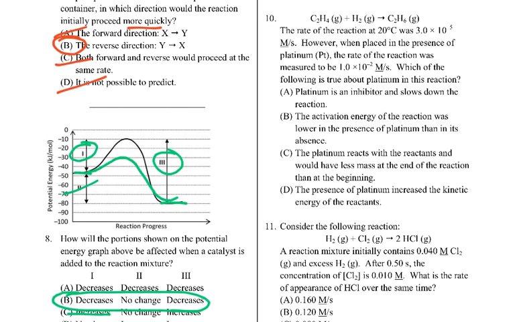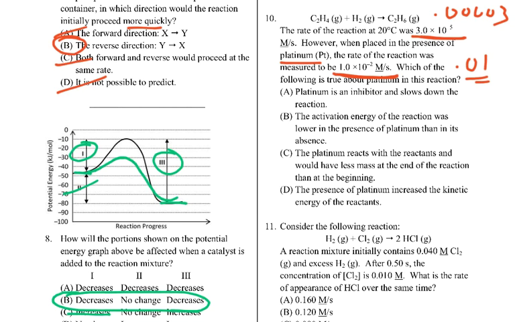Number 10. The rate of the reaction at 20 degrees is 3 times 10 to the minus 5. However, when placed in the presence of platinum, the rate of the reaction was measured to be 1 times 10 to the minus 2. Which of the following is true about the platinum in this reaction? First off, let's look at this number. 3 times 10 to the minus 5, 1 times 10 to the minus 2, that is a much larger number than 3 times 10 to the minus 5, because remember this is 0.00003, and this one is just 0.01, so this is much larger.